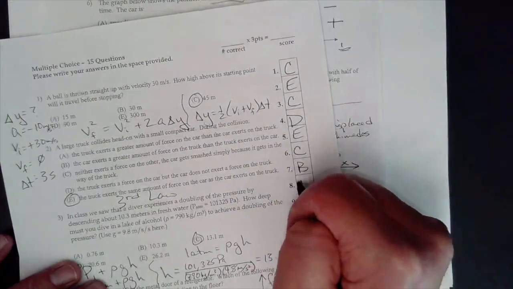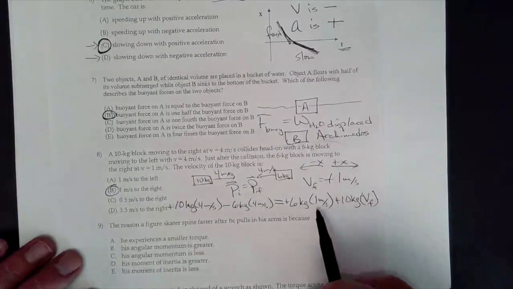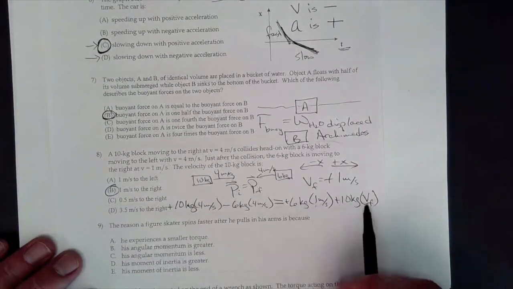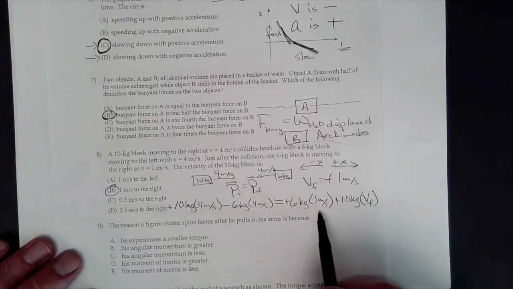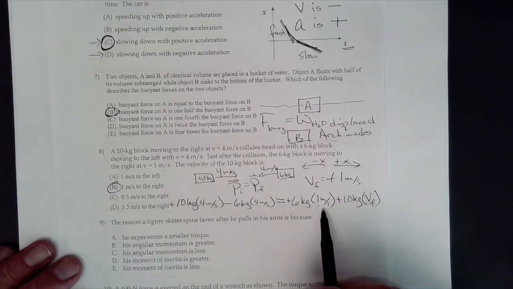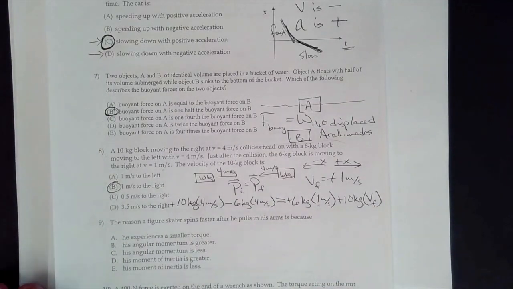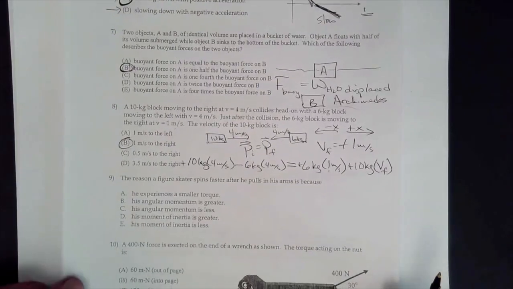Now it's interesting to note, this is not part of the problem, but after the collision, both of these blocks have the same final velocity, namely plus 1 meter per second, or 1 meter per second to the right. That means during this collision, they actually stuck together. This is a maximally inelastic collision.